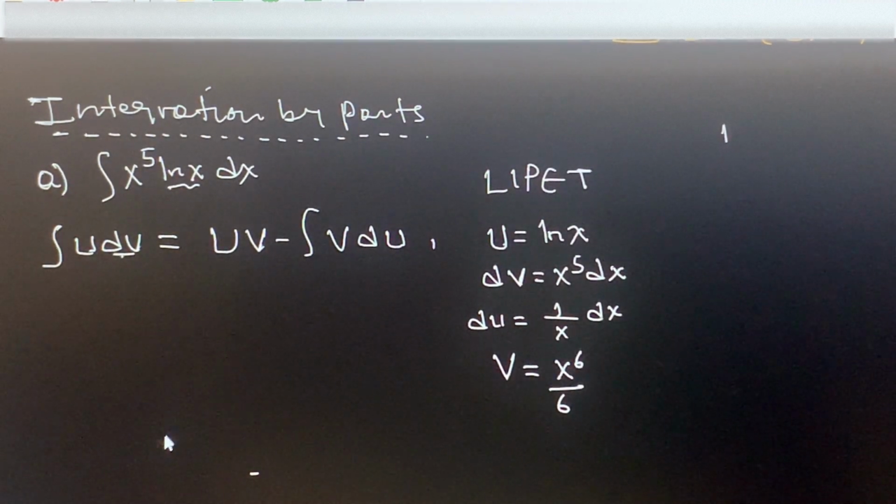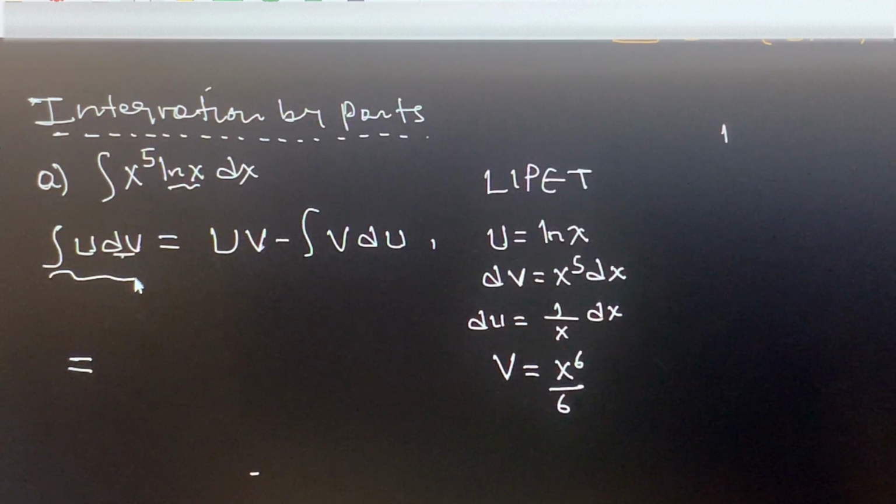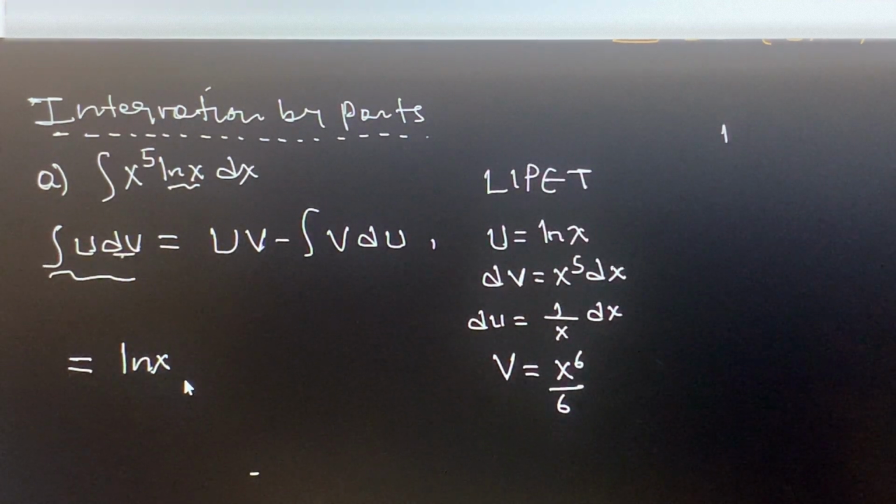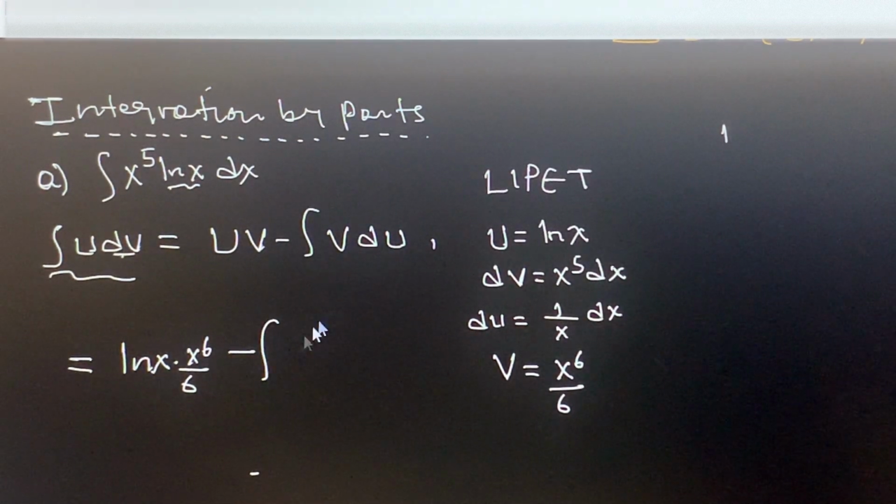Now go ahead and plug in one by one. Don't worry about the left side now, the left side is just the original function. I have to work on the right side. So u is ln x, and then times v, which is x to the power of 6 over 6, minus the integral of v du.